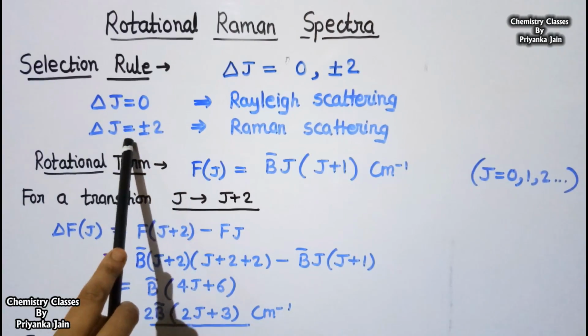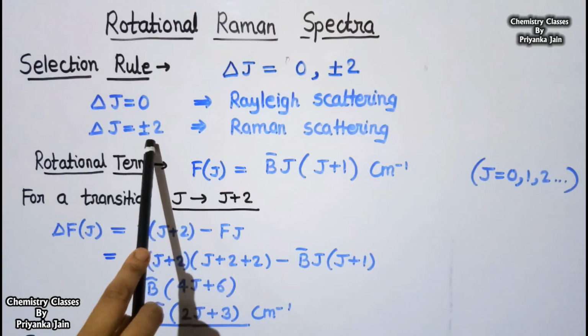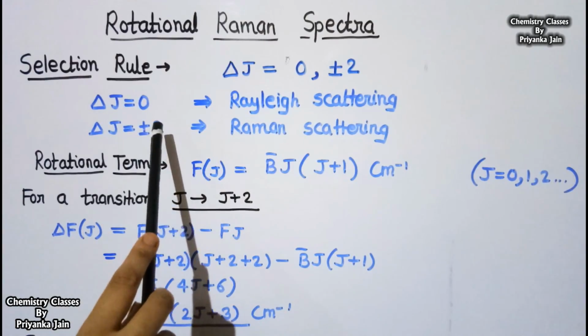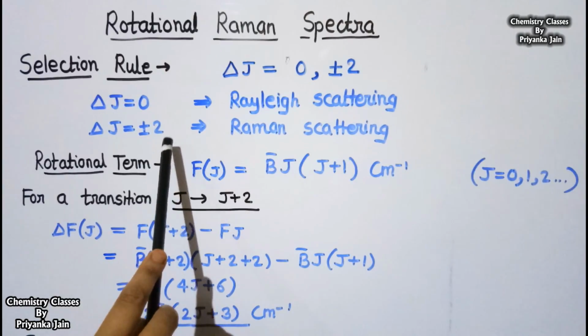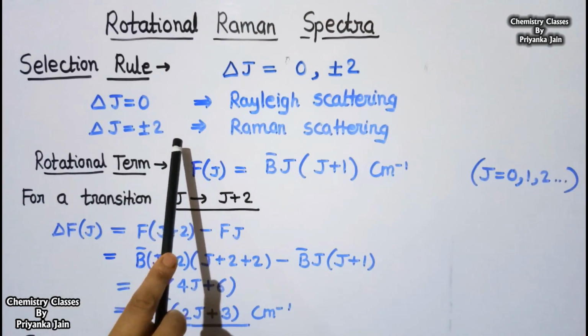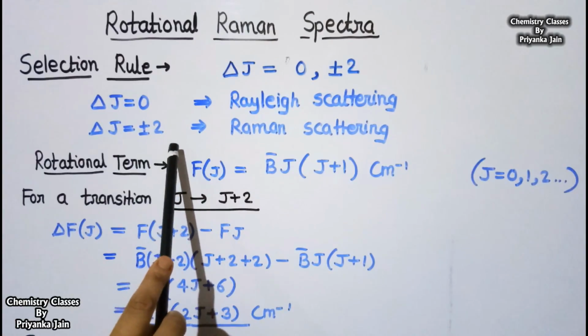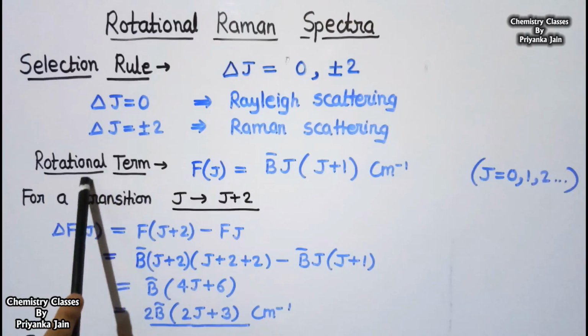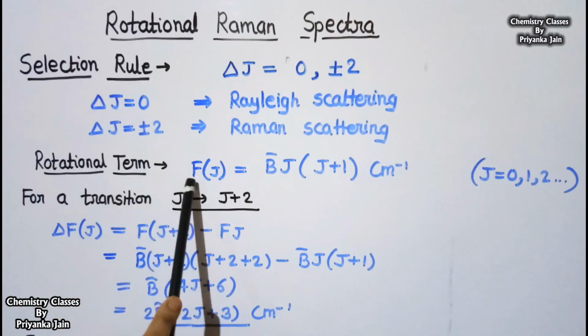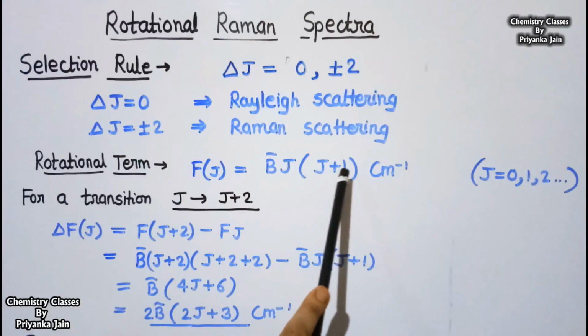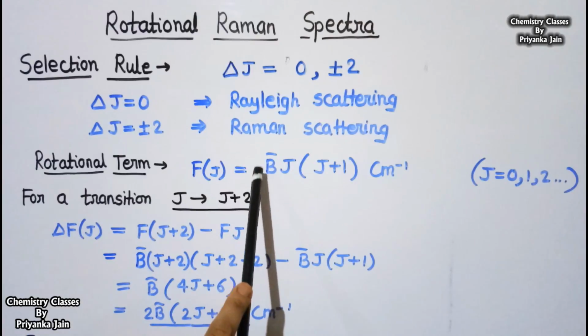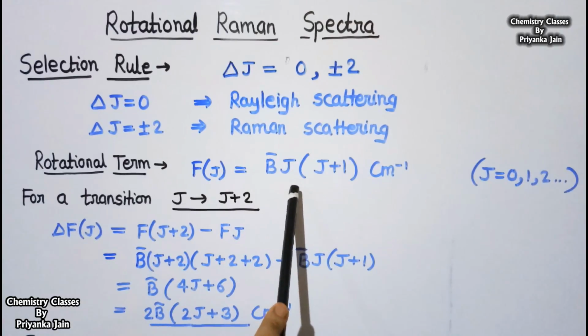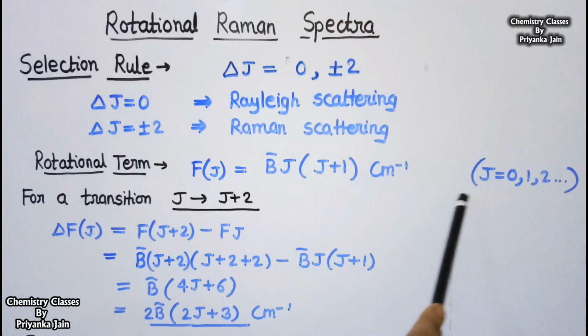And when we consider del J is equal to minus 2, then it will be for the anti-Stokes line. It means the molecule is deactivated to the ground state and there is a frequency change. It means the frequency of the scattered radiation will be higher as compared to that of the incident radiation. The rotational term is given by F(J) is equal to B bar J(J plus 1) centimeter minus 1. It means this is in the wave number and here B is the rotational constant and J is the rotational quantum number. Its value may be 0, 1, 2 and so on.